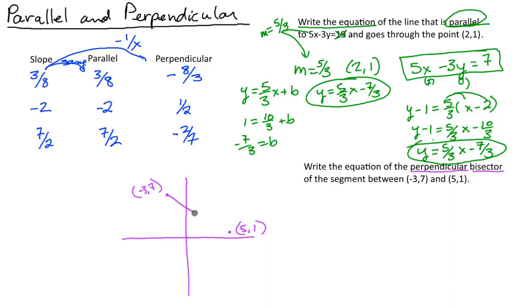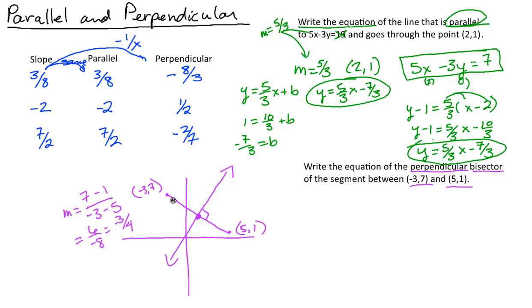So if the segment goes between them, we want the thing that comes down here and chops that guy right in half. Perpendicular, 90 degrees, bisector. So how are we going to do that? Well, we don't have a lot of information except we do have these 2 points where we can get the slope of this guy right here. So the slope of that segment is 7 minus 1, y minus y, over negative 3 minus 5. That is 6 over negative 8, negative 3/4.